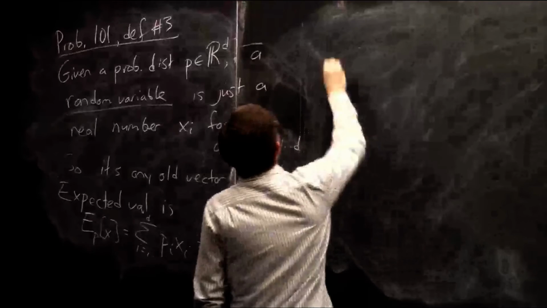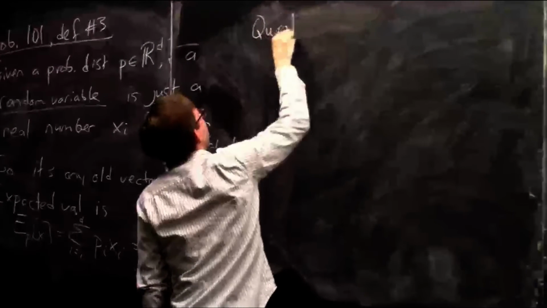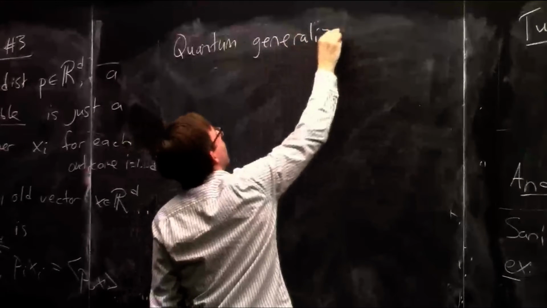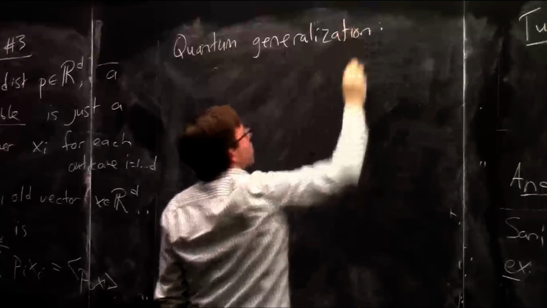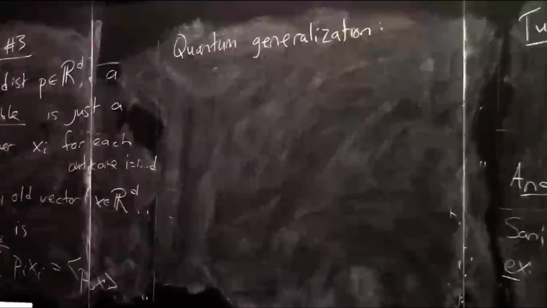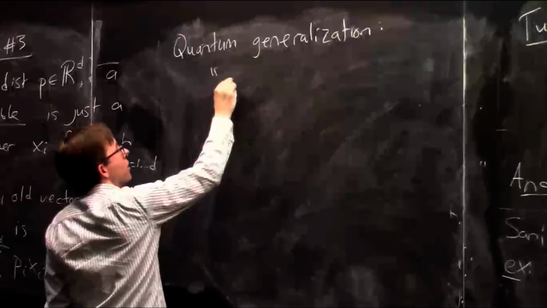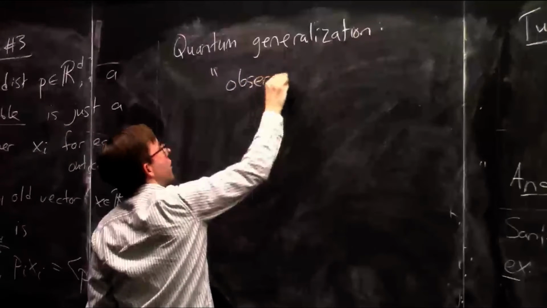So the quantum generalization of random variables has a nicer name. I mean, the generalization of events was called POVMs, which is sort of disgusting. But the generalization of a random variable is called an observable, which is pretty pleasant.